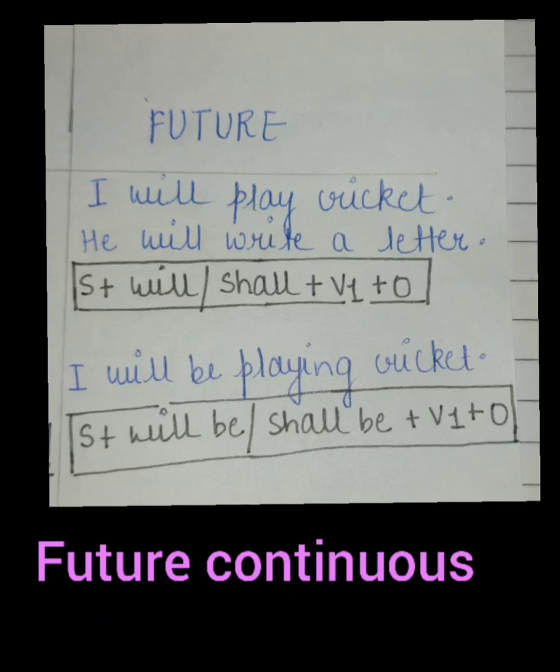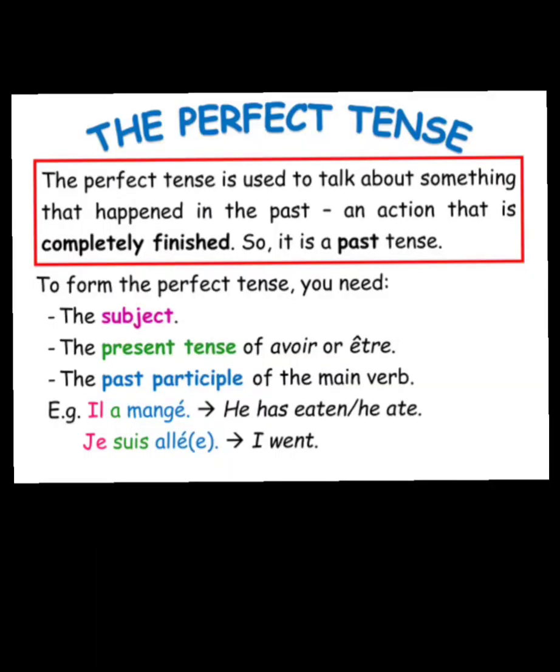Okay, clear? So now we will move to the next category, that is perfect tenses. So students, what is a perfect tense? See, perfect tenses are those tenses which express the action which is already completed. Okay, the action which has been already completed, but now only we are talking about it. So let's try to understand with the help of example and rule.